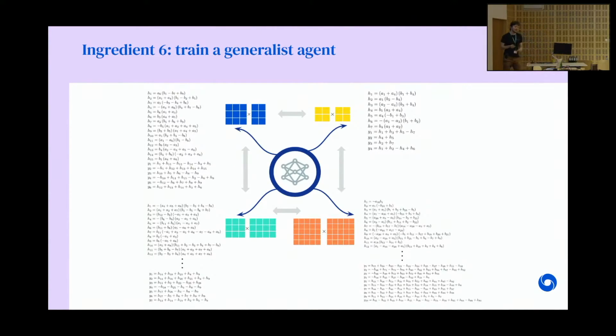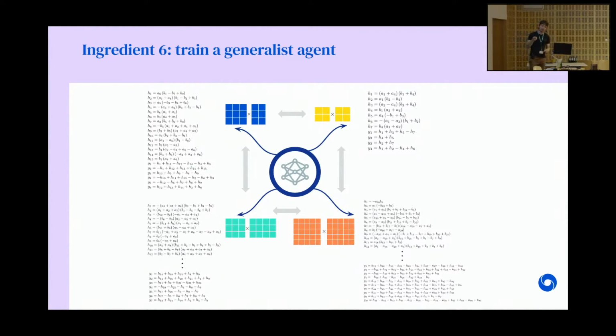The final sixth ingredient that I would like to mention was particularly important to get the best results, and it was also very exciting to see it in action, and it is to train a generalist agent. What I mean by this is that a priori you might think of training a separate agent for different sizes of the problem, let's say 2x2 matrix multiplication, 3x3, 4x4. But what actually works much better is to train a single neural network that is able to solve different sizes of the problem simultaneously, just through padding the smaller sizes to a larger size.